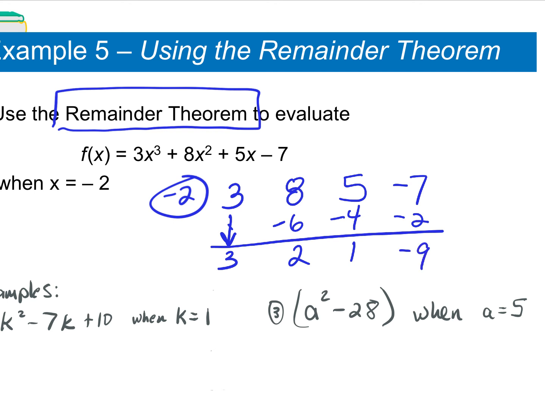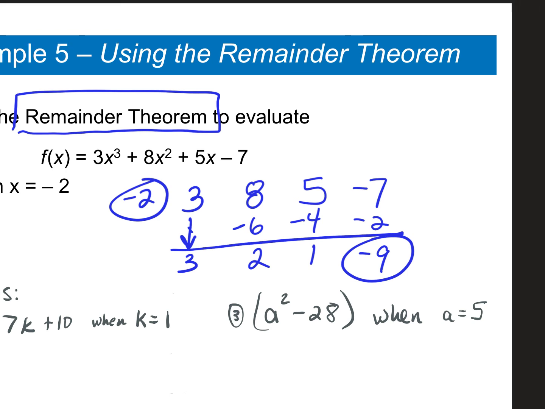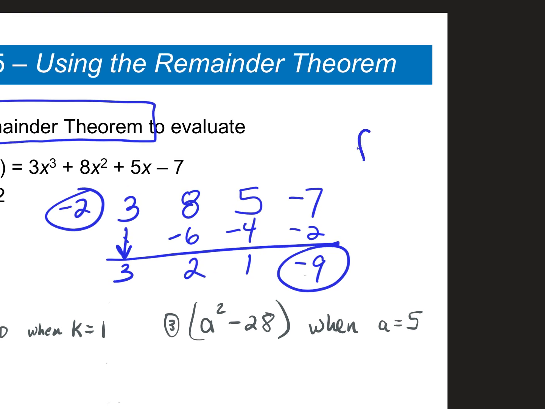Now, the only thing that we care about, since it says to use the remainder theorem, is the value of your remainder. You would answer your question as f of negative 2. When I evaluate using the remainder theorem, where x is negative 2, my answer, my remainder, is negative 9. That's how you guys would write your answer, negative 9. Just like that. Only thing they care about is the remainder.